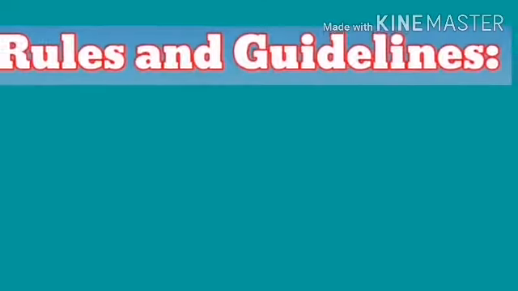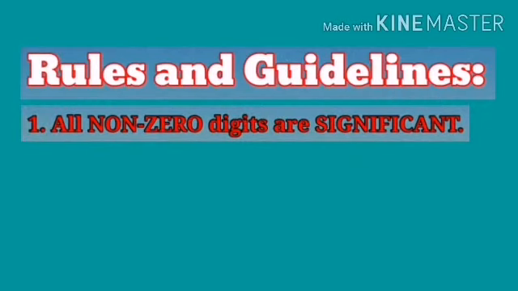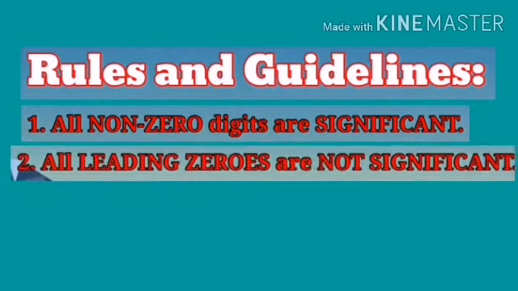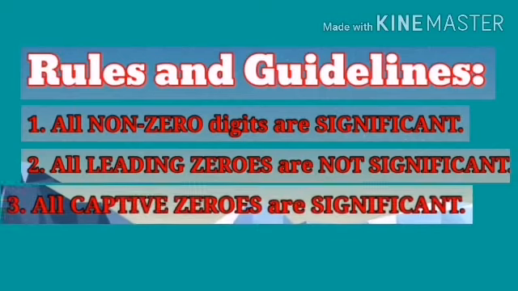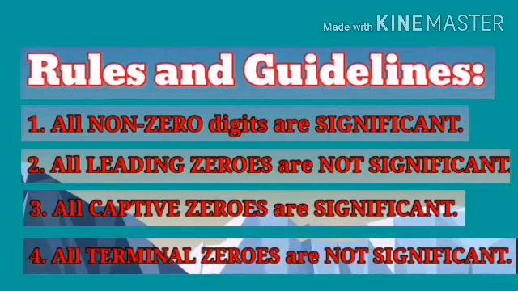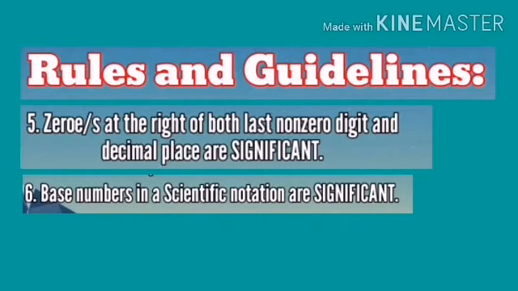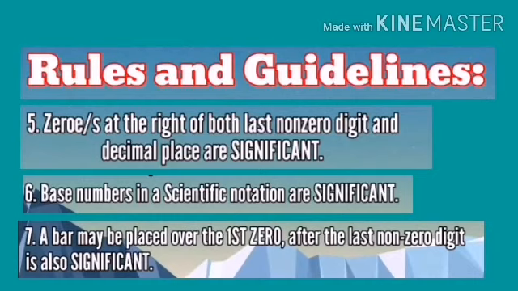Okay, bisitahin ulit natin ang 7 rules. Rule 1, all non-zero digits are significant. 2, all leading zeros are not significant. 3, all captive zeros are significant. 4, all terminal zeros are not significant. 5, zeros at the right of both last non-zero digit and a decimal place are significant. 6, base numbers in a scientific notation are significant. 7, a bar may be placed over the first 0 after the last non-zero digit is also significant.